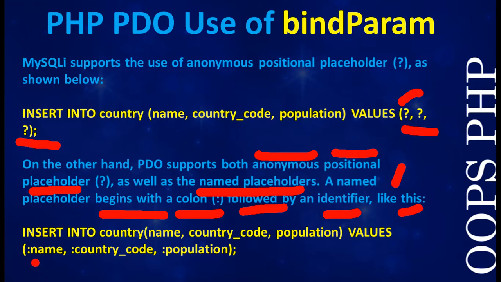For example, here you can see the three question marks. Here you can see name, country code, and population. But before each of these values, you can see there is a colon sign here. So that's the difference between PDO and a normal MySQLi query.